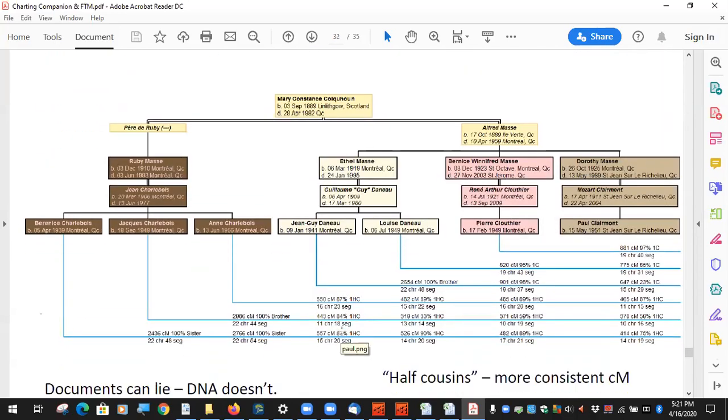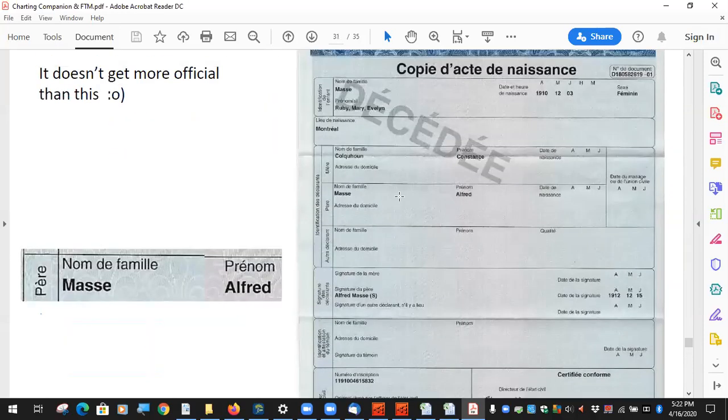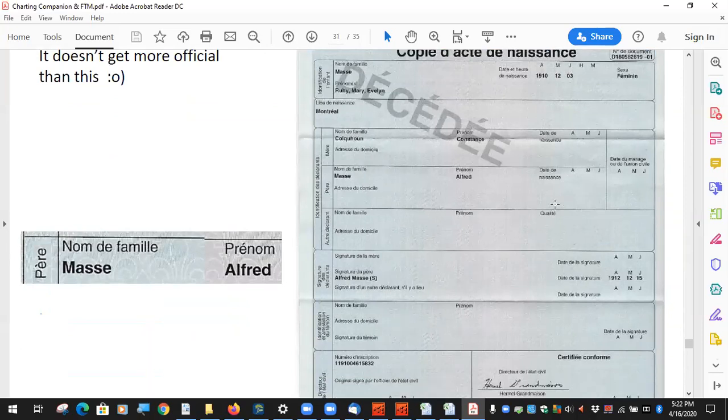But Pierre was talking with his cousin Bernice, their grandmother Marie. She came over from Scotland to Canada when she was like 17, alone. And if you see, her daughter Ruby was born in 1910. Well, this birth certificate is dated 1912. So this is kind of like a birth certificate after the fact.